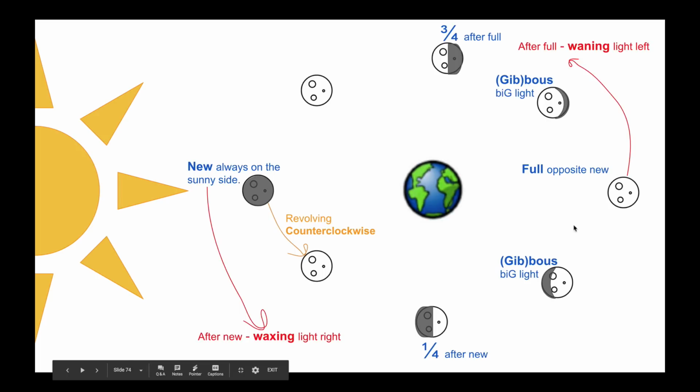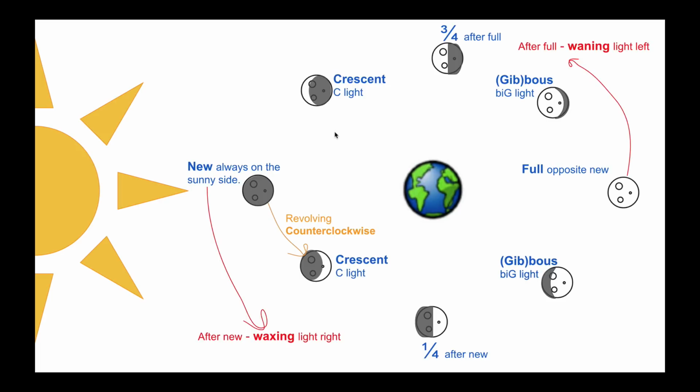Next we can fill in the gibbous. The full is between them. And remember, gibbous looks like big light, but not full. Crescents look like a C. The light on the moon looks like a C, so you know it's a crescent. We know that this side is waxing crescent, waxing gibbous, because it's after the new. This side is waning gibbous and waning crescent because it's after the full.